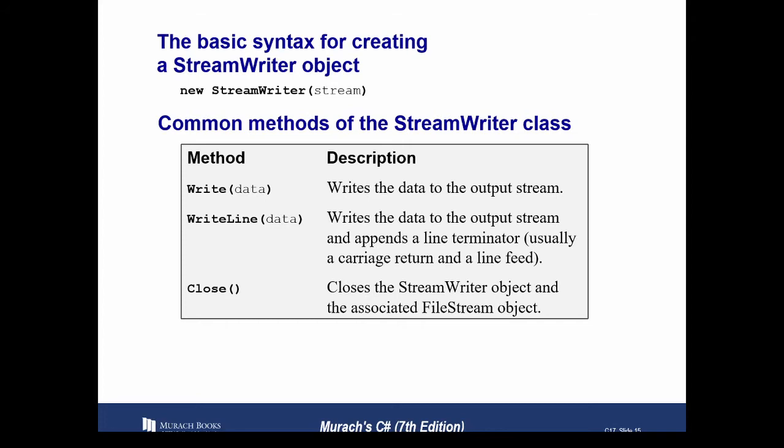So this is basic syntax for stream writer. And you can see we've got these three methods right here. There's write, which writes data to the output stream. Write line, which writes the data to the output stream and appends a line terminator. And then this one here, close, closes the stream writer object and the associated file stream object.